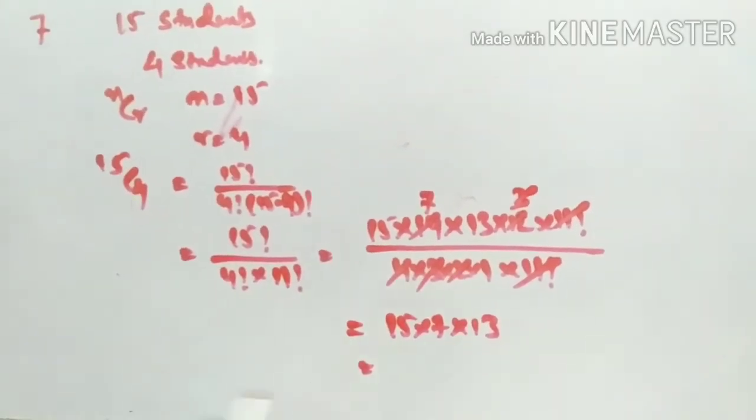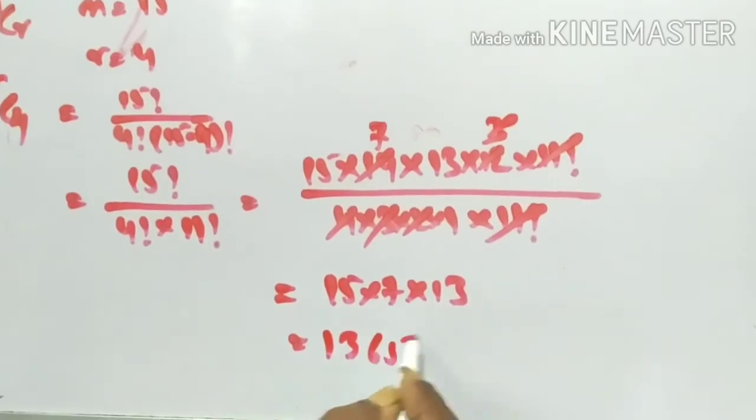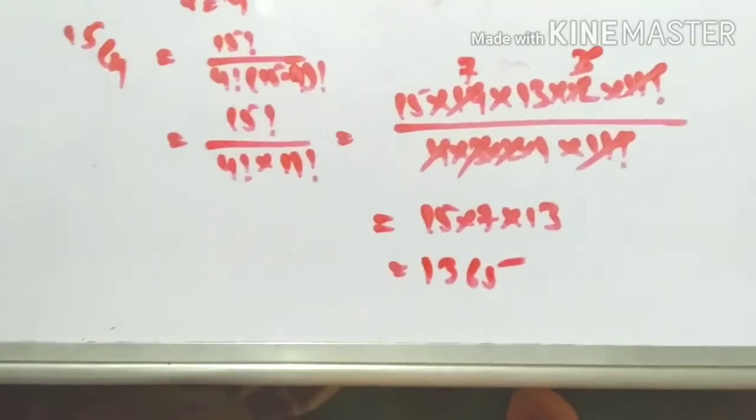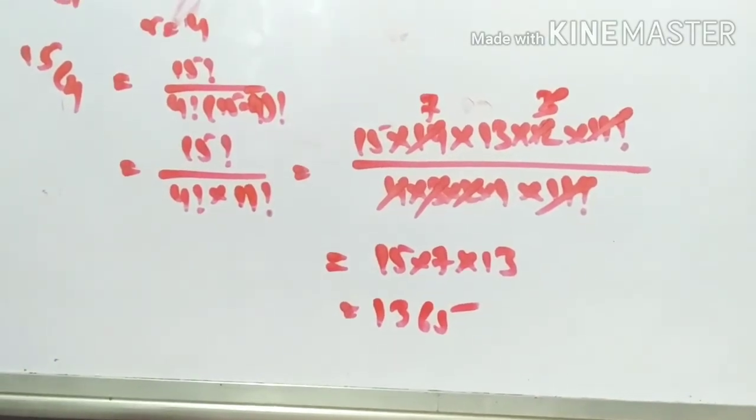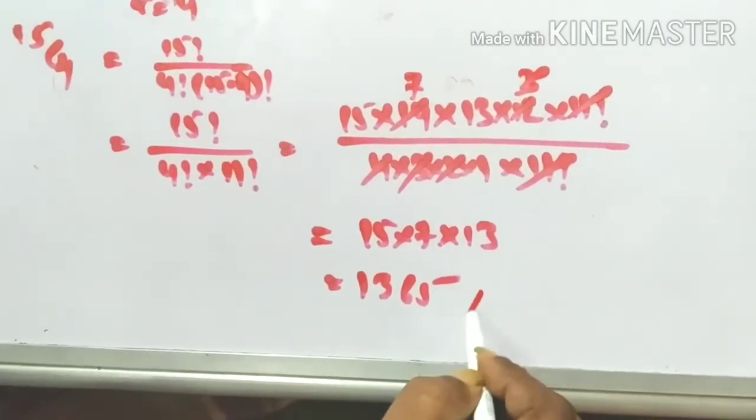The result comes out to be 1365. So 15C4 comes out to be 1365. This is your answer.